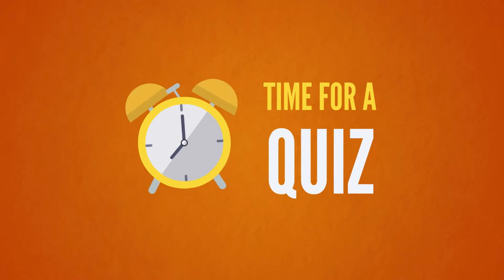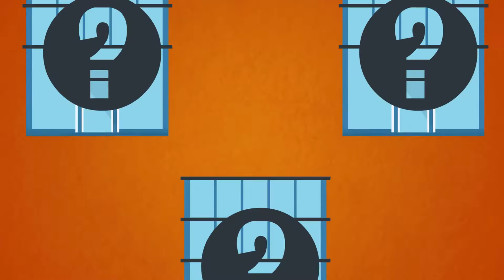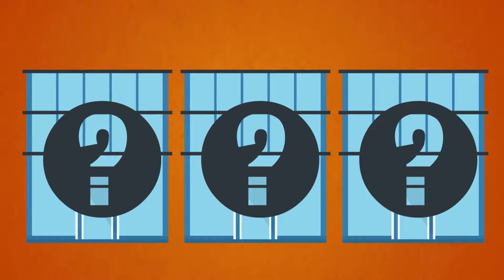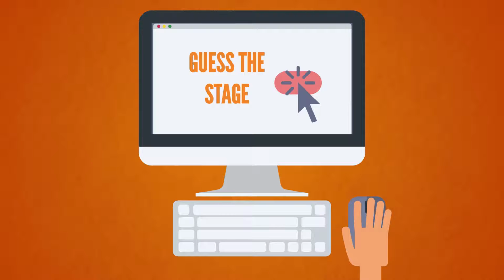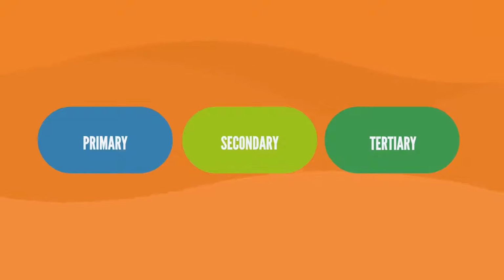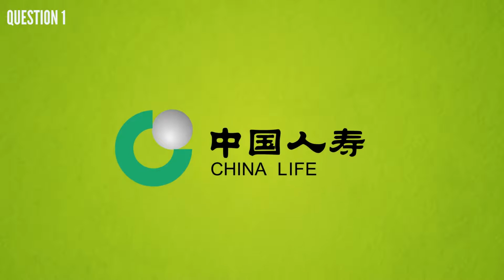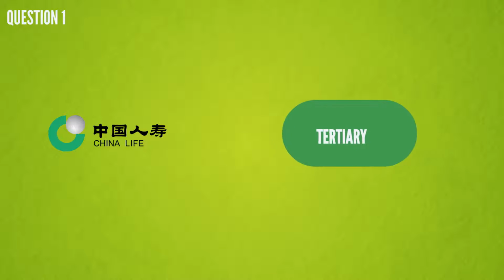So let's do a bit of an exercise, a bit of a quiz, and I'm going to bring out these famous companies in front of you, and perhaps you could try and see which one you can identify as related to primary sector, secondary sector, and tertiary sector. So the biggest insurance company in the world is China Life Insurance. Right, it is from the tertiary sector.